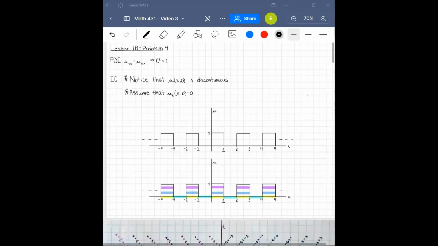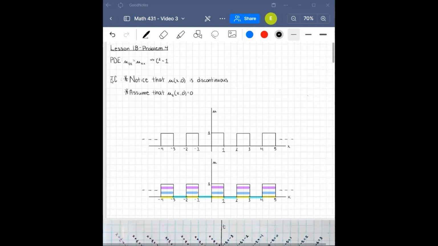Hi, it's Alex, and today I'm going to be walking you guys through my process for problem 4 from lesson 18. So problem 4 gives us a PDE to describe the vibration of a string as well as an initial displacement, and asks us to describe the solution in the xt plane.